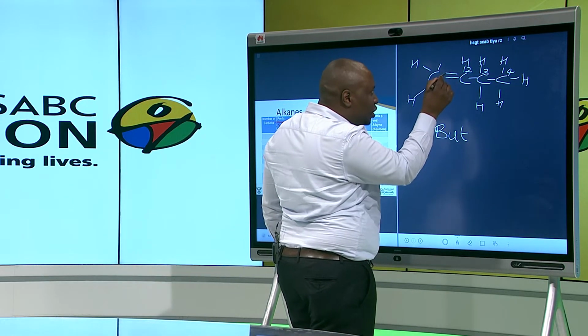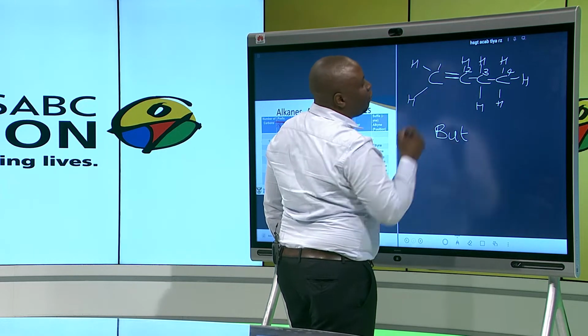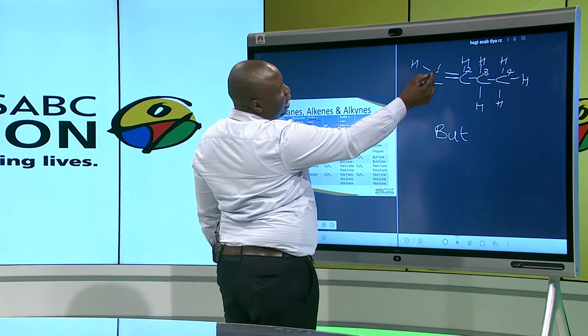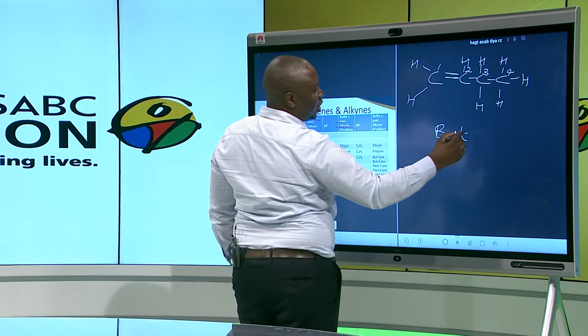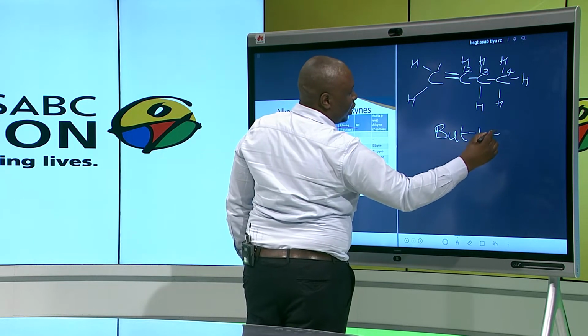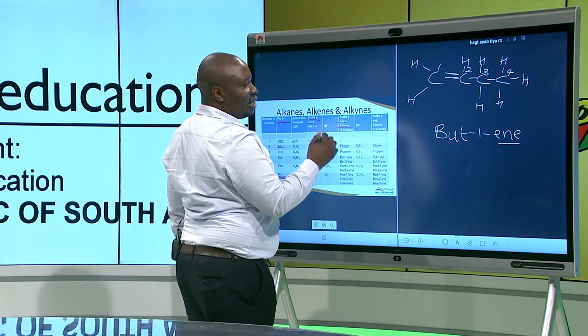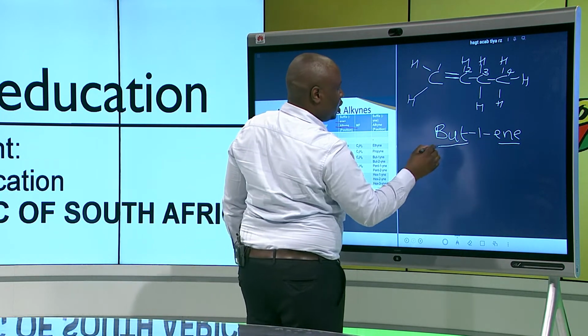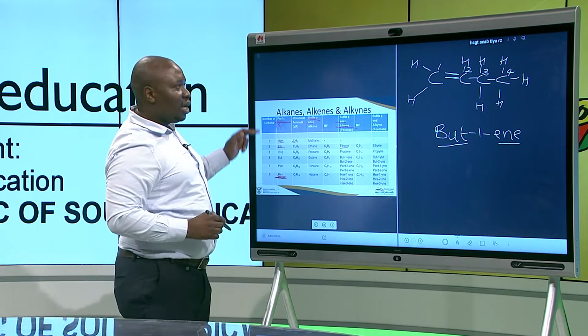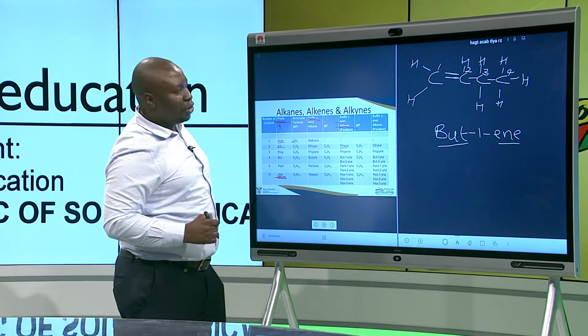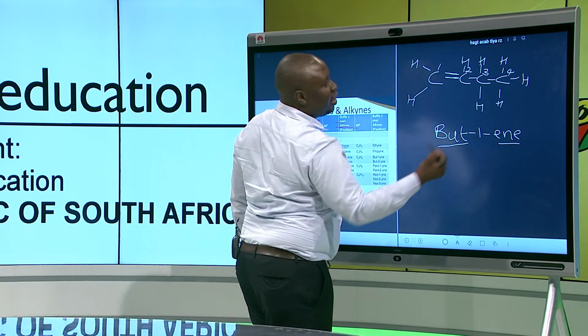Then we look at the position of the double bond. The double bond is in carbon number 1. So we'll call it but-1-ene. "Ene" we know is the suffix for alkenes. But is the prefix which we got from the number of carbons in the longest carbon chain. So we have but-1-ene.